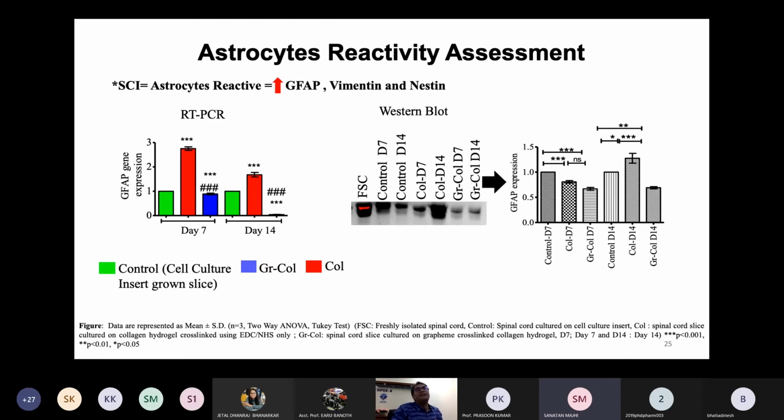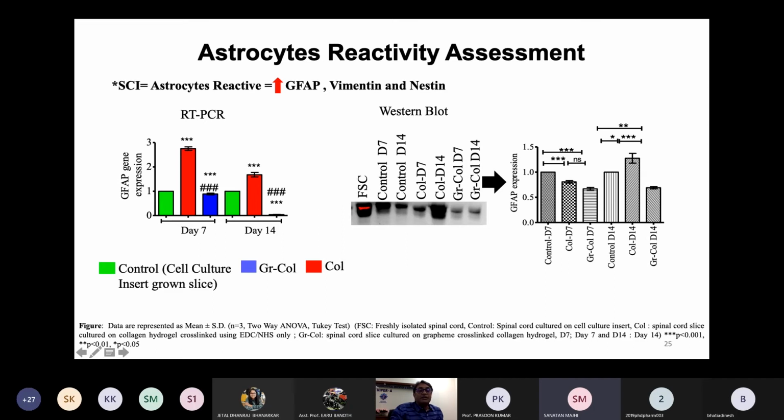It is attaching to the material. Adherence is good, forming as a growth cone. Everything is fine. So let's look into the inflammatory responses. For that we did the RT-PCR analysis of GFAP, which is an astrocyte marker, a reactive astrocyte marker, and you see in the collagen alone, you see very high levels of reactive astrocytes.